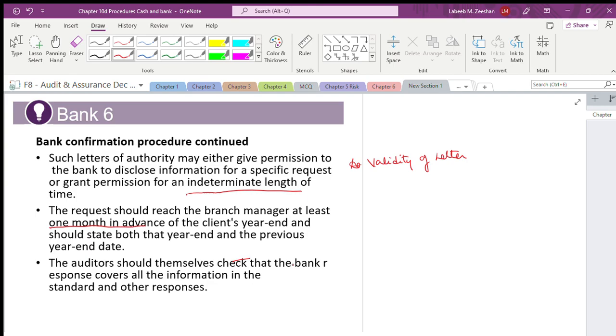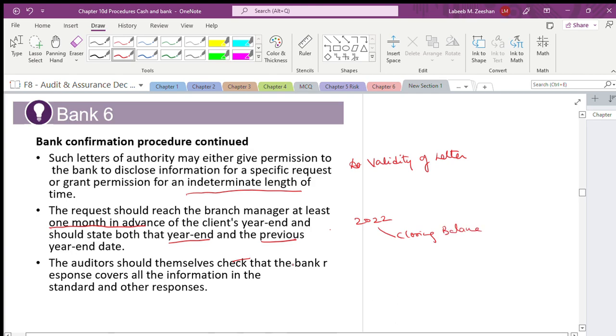And the client should state both the year end and previous balances. It should have 2022, a closing balance, as simple as that, as well as the opening balance. That is the reason we are doing the reconciliation. When doing the reconciliation, we take the opening balance and the closing balance.